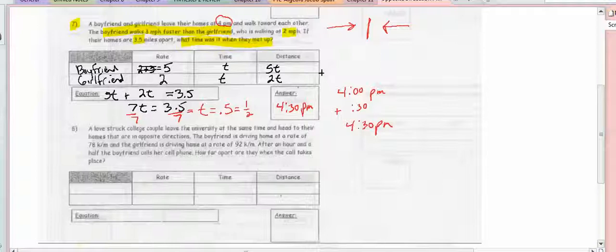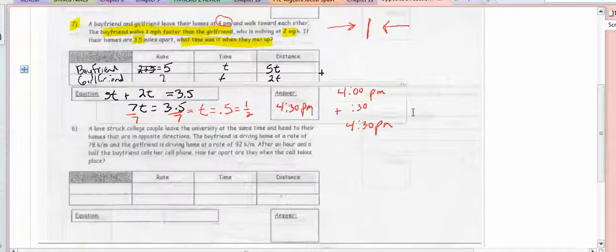Okay, so that is opposite direction problems. Hopefully you can go from there and do the rest.